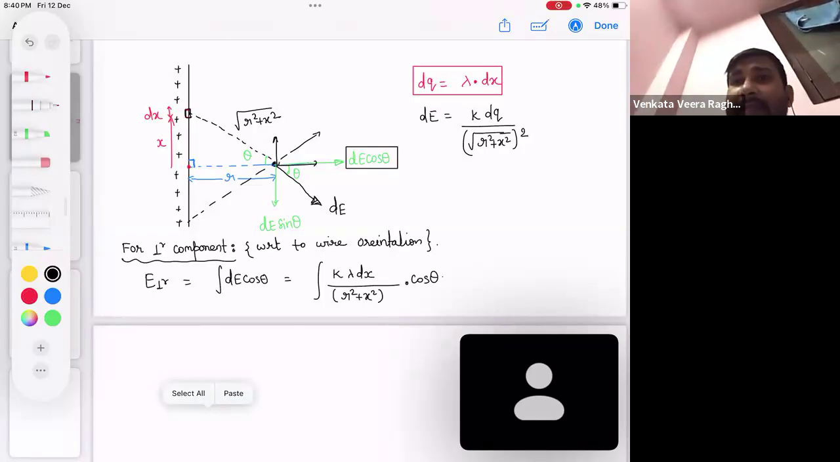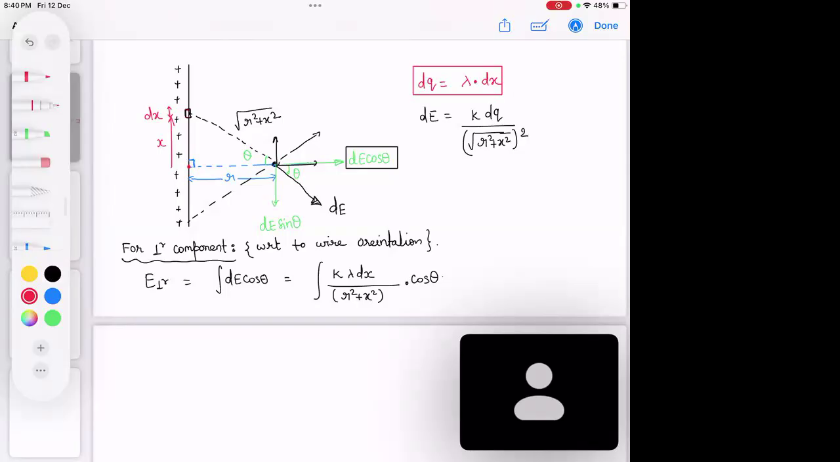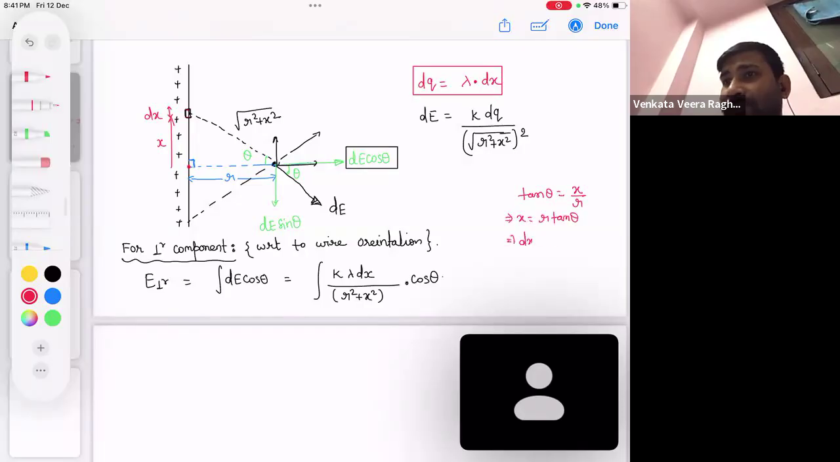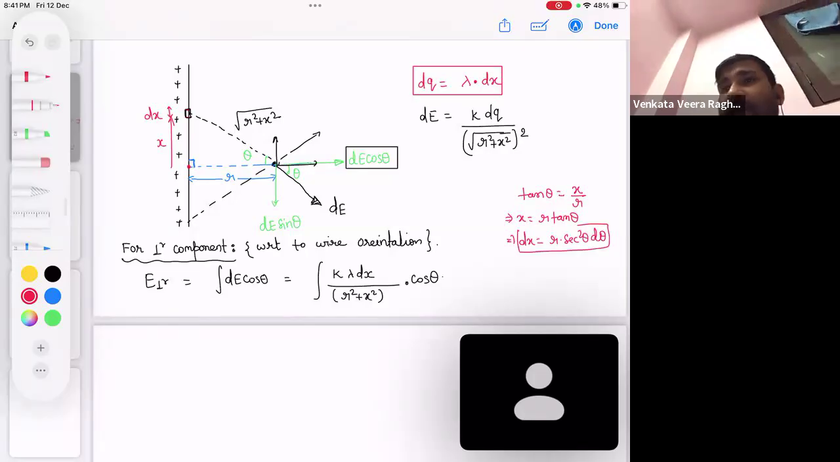So please tell me, can I write tan theta equal to x by r? Look at the diagram. So tan theta we can write as x by r, isn't it? So x will become r tan theta. So dx will become what? Differentiation of r tan theta gives r sec square theta d theta. So dx is r sec square theta d theta.